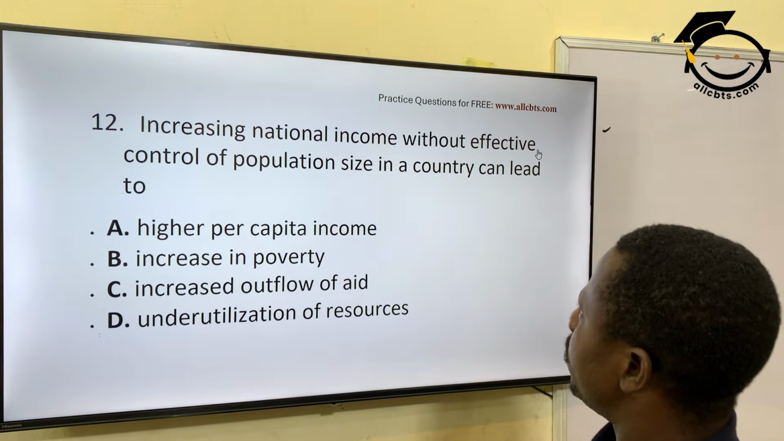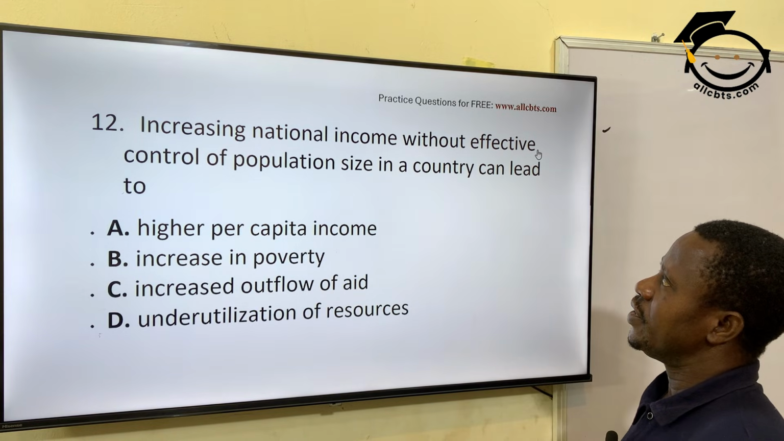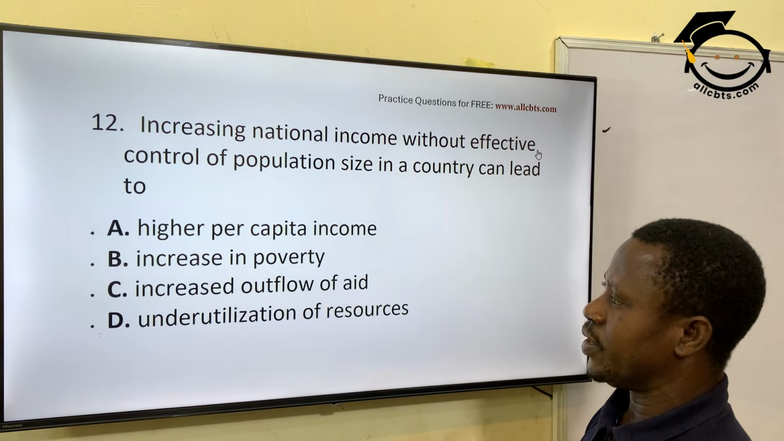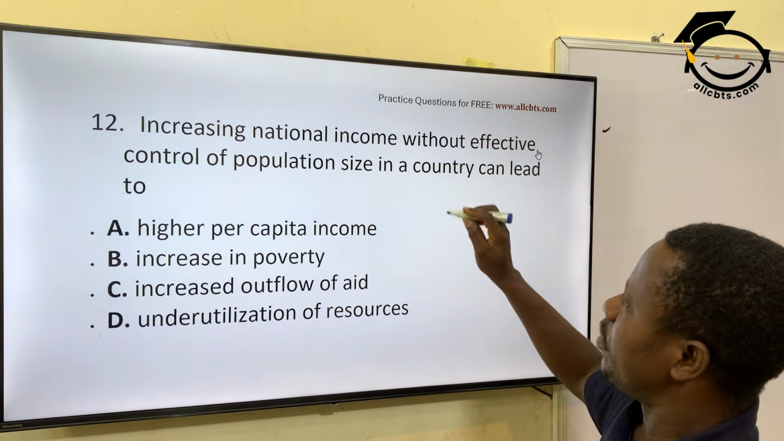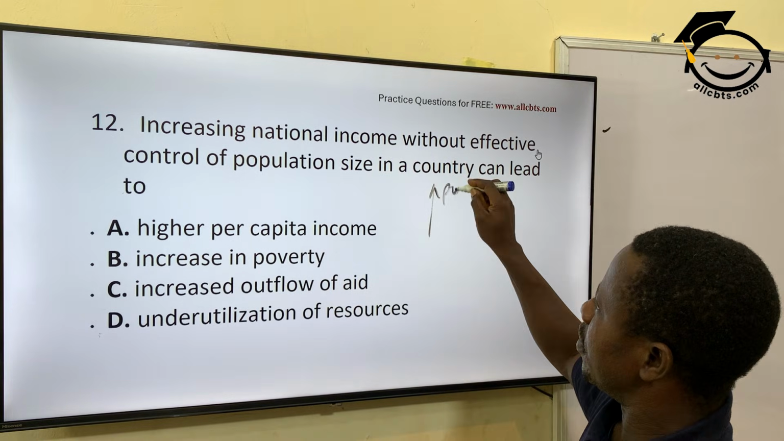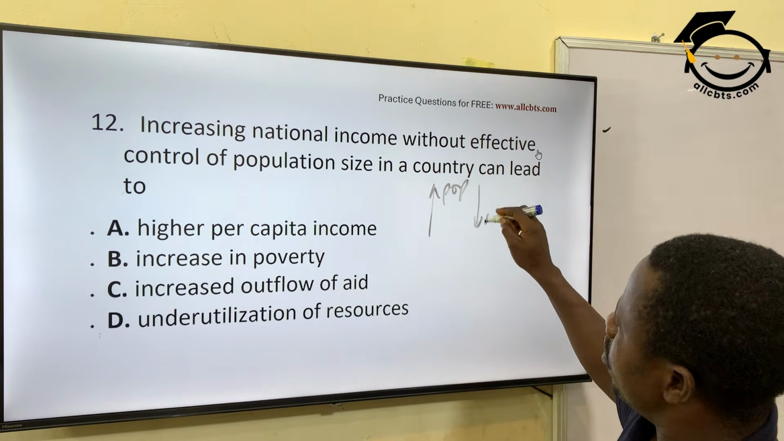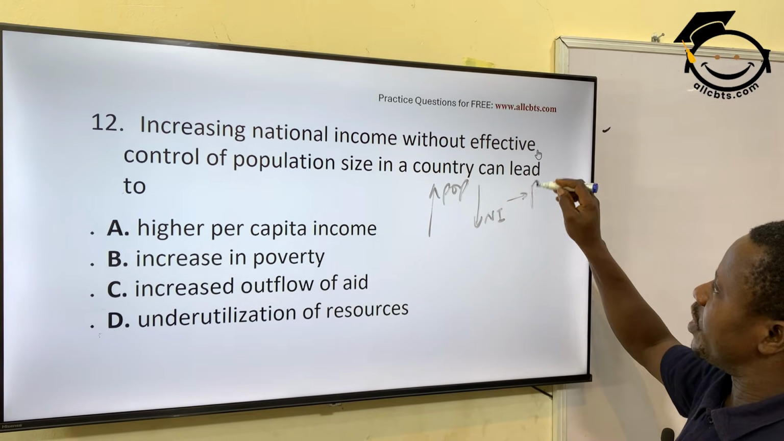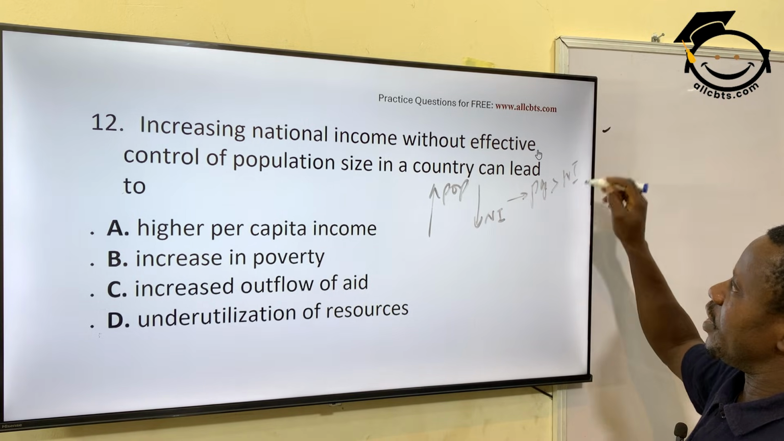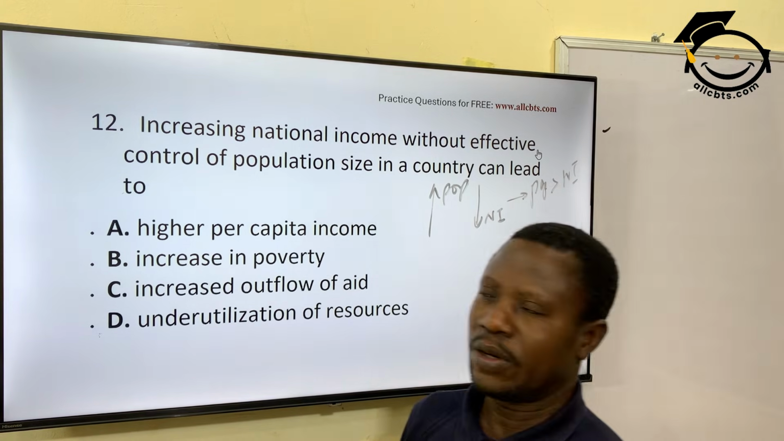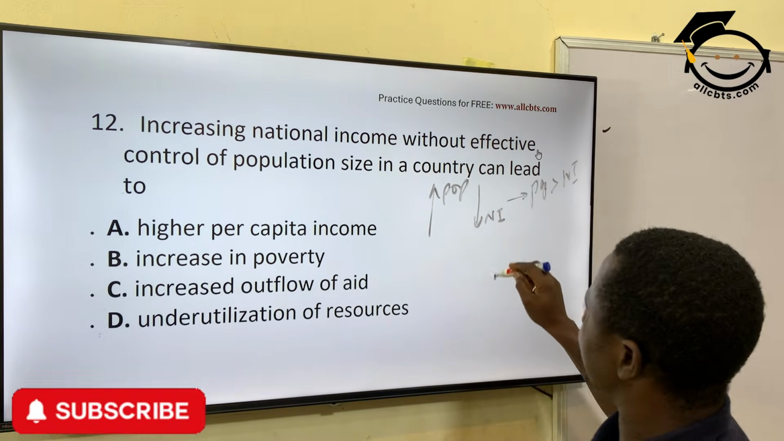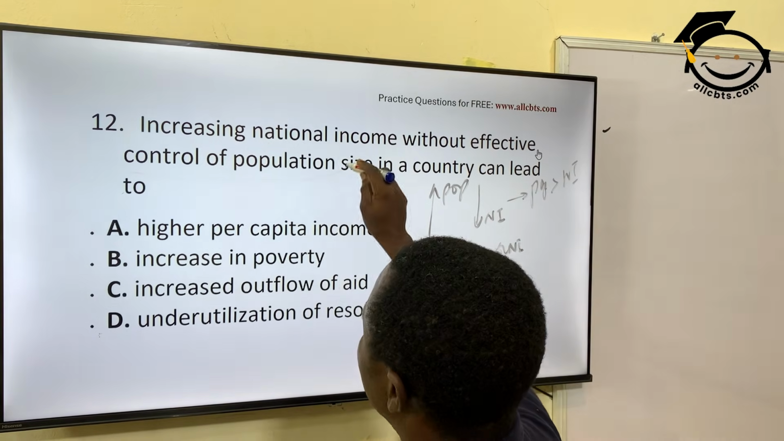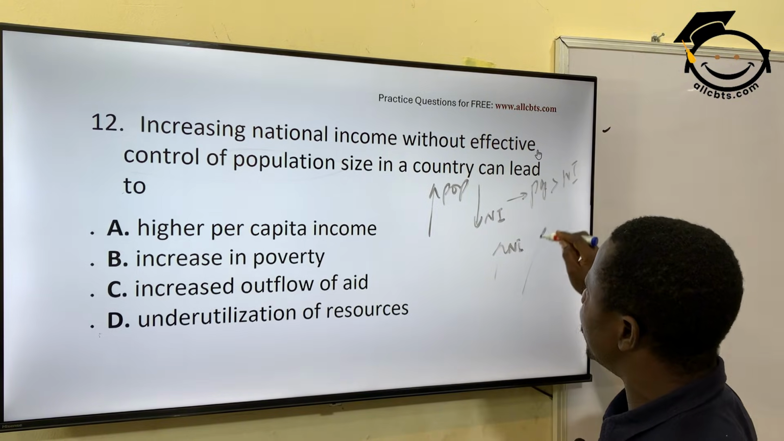Increasing national income without effective control of population size in a country can lead to high per capita income, increase in poverty, increase in outflow rate, underutilization of resources. You know that normally if population is increasing and national income is decreasing, then what? The population will be greater than what? National income. And then it will lead to what? Possibly overpopulation. Alright? But in this case, it said that national income is increasing. But there's no control on population size, which means population too will also be increasing.